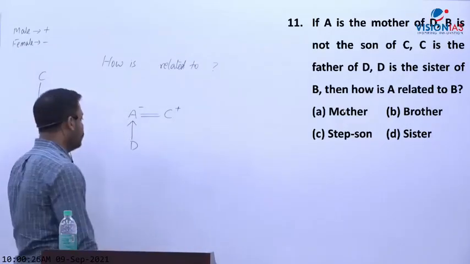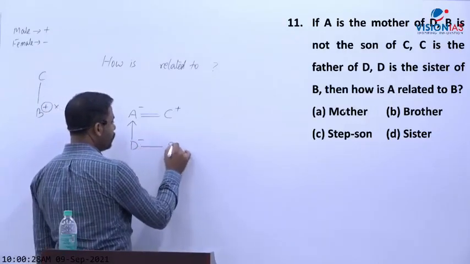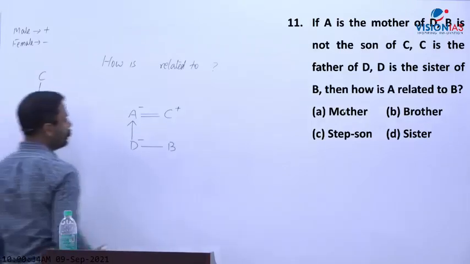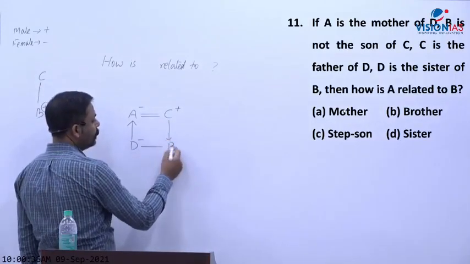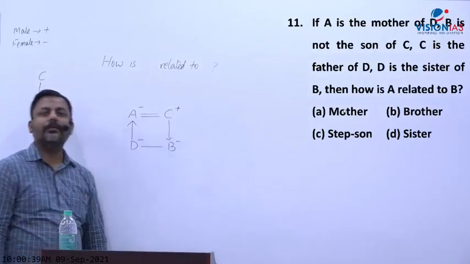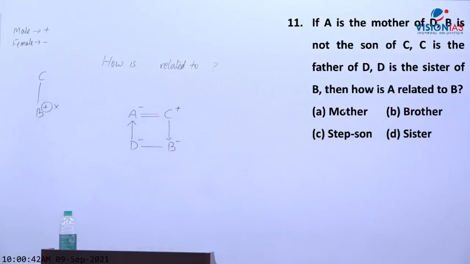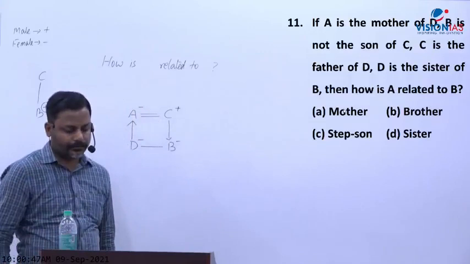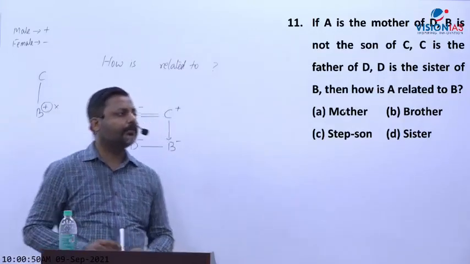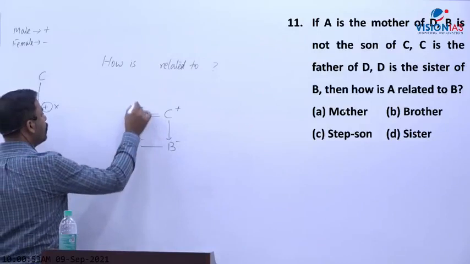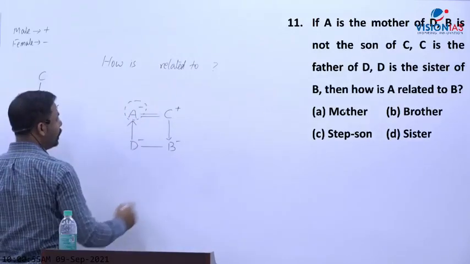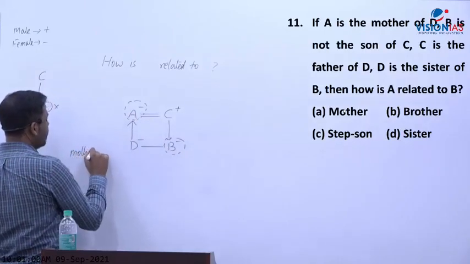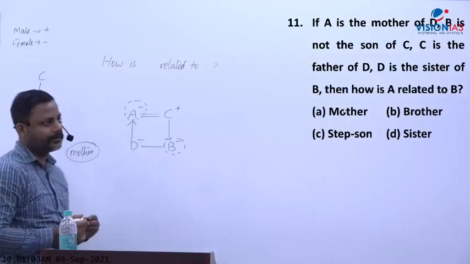D is the sister of B. And since B cannot be the son of C, we have to make B a daughter. So B is not the son of C means B is the daughter of C. Then how is A related to B? A is the mother of B. Yes, the correct answer is mother.